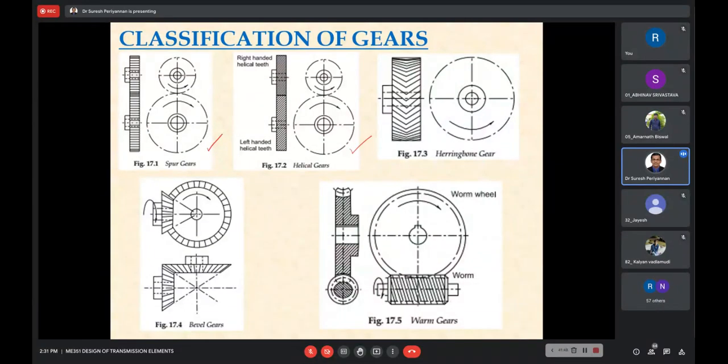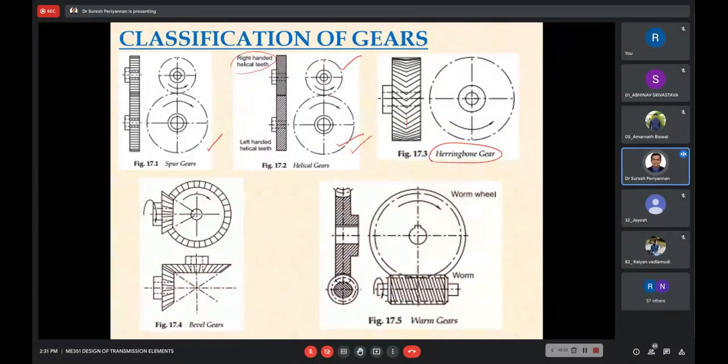Now just a very brief point I tell you about helical gears: right-handed helical teeth on the pinion and left-handed helical teeth on the gear are meshed with each other in the helical gear. This is the herringbone gear, a special type of gear. On the same cylindrical disc, on the opposite side, the teeth are formed in the opposite direction.